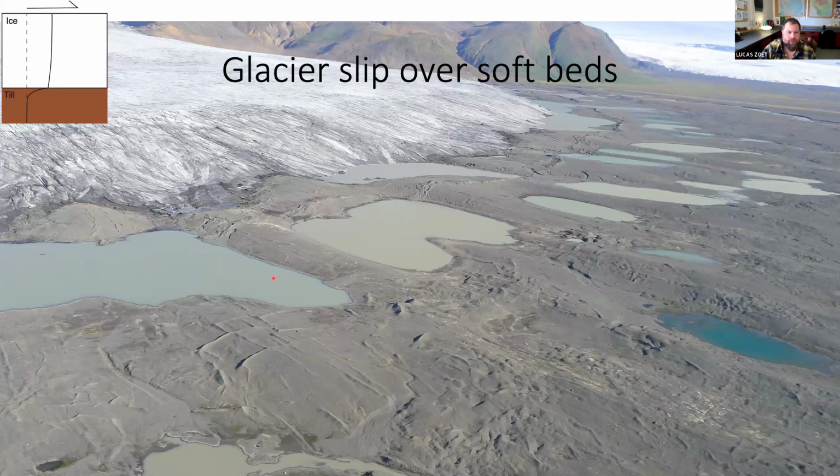And so what I'll do is I'll put these little cartoons up in here so you can keep track of which one of the 4 end members I'm talking about. So when I talk about soft beds, you could think of something like this. So this is Mulajökull Glacier in Iceland. You can see the glacier up here in the upper left. And this big pile of gray stuff is dirt, right?